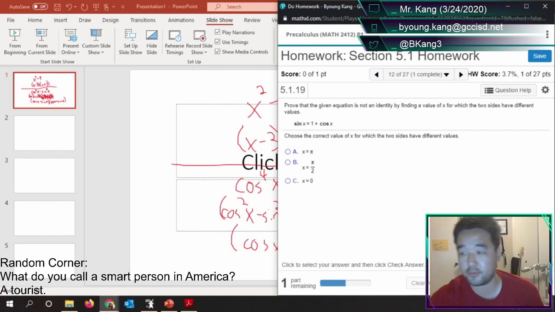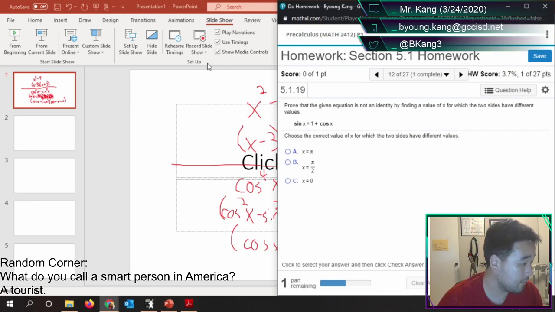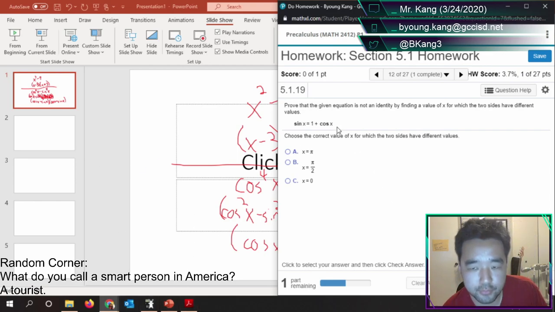Okay, so we'll do number 12, number 8, and then I have one from Taylor in my email we need to cover too, so let's do that. So number 12 on this homework: prove that the given equation is not an identity by finding a value where the two sides have different values.